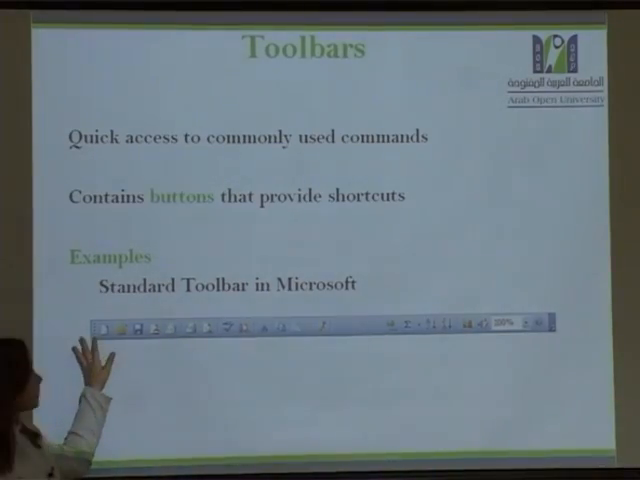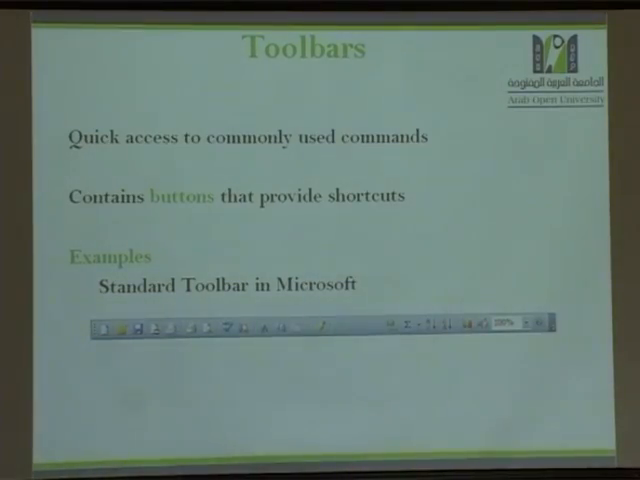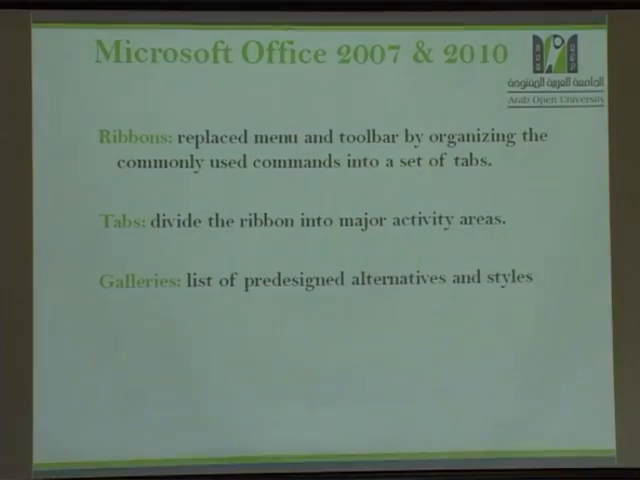So for example, this is the standard toolbar on Microsoft Office 2003. Do you use Microsoft Office 2003? No. Nowadays, we are using either Microsoft Office 2007 or 2010. So what's new in 2007, 2010? The new thing is that we have another terminology called the ribbon. Ribbons replace the menu bar and the toolbar by organizing the commonly used commands into a set of tabs. Each tab divides the ribbon into a major activity area.